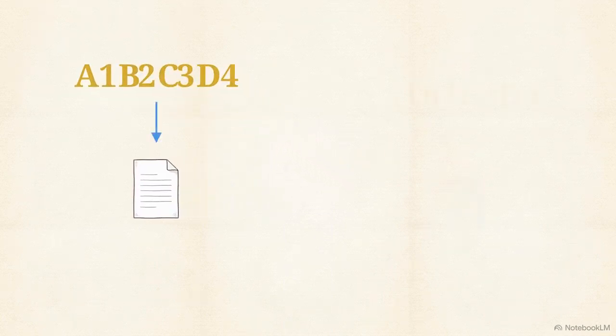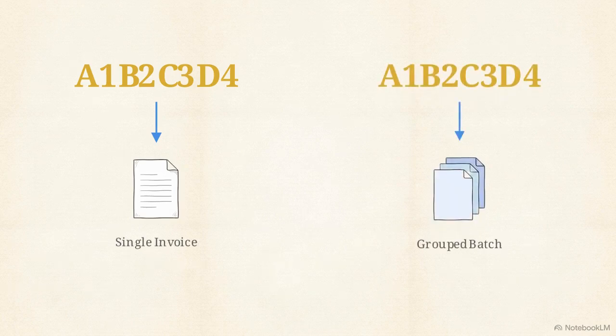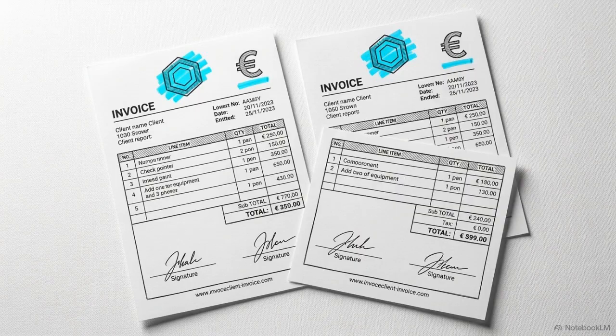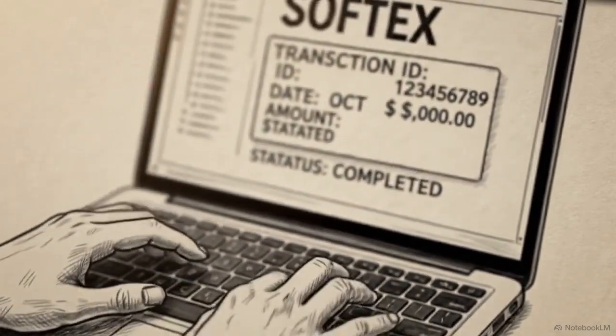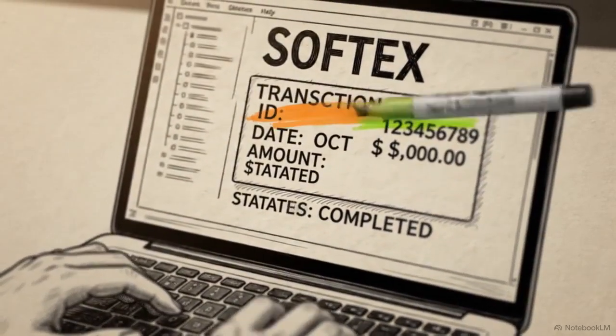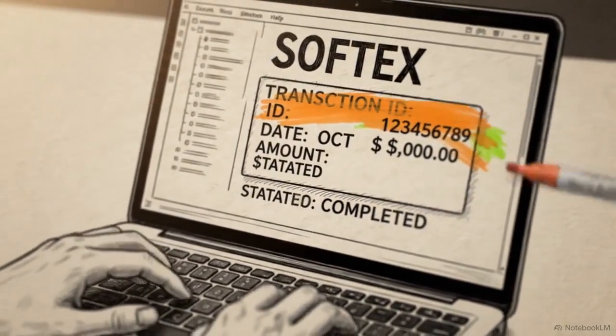You can use one number for a single invoice or apply it to a grouped batch of invoices, provided they share the same currency and customer. This assigned number acts as your primary control mechanism. Without it, the banking system legally cannot track or verify your software export.